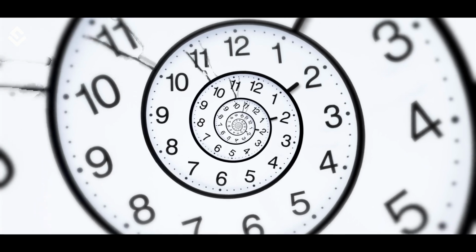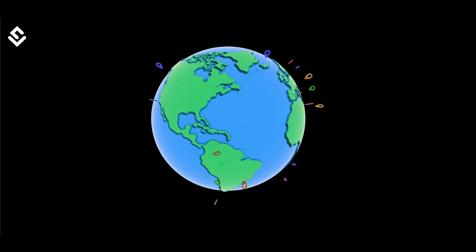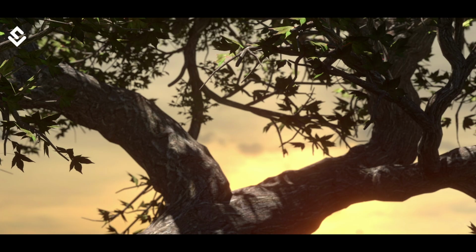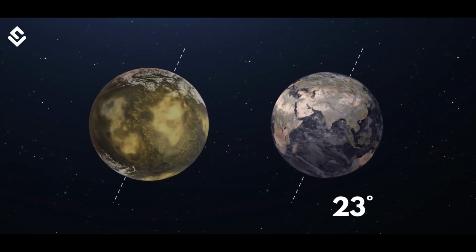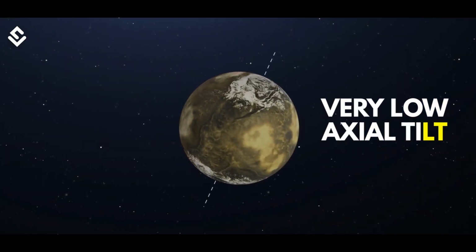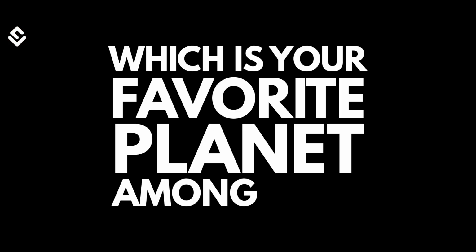The planet lies very close to its star, and such slow rotation certainly is a disadvantage according to Earth's standard. The axial tilt of a planet is responsible for the uneven distribution of temperature, which causes the seasons to exist on the planet. Our Earth has an axial tilt of 23 degrees, but 186f has a very low axial tilt, thus there is no seasonal variation on the planet. So, which is your favorite planet among them?